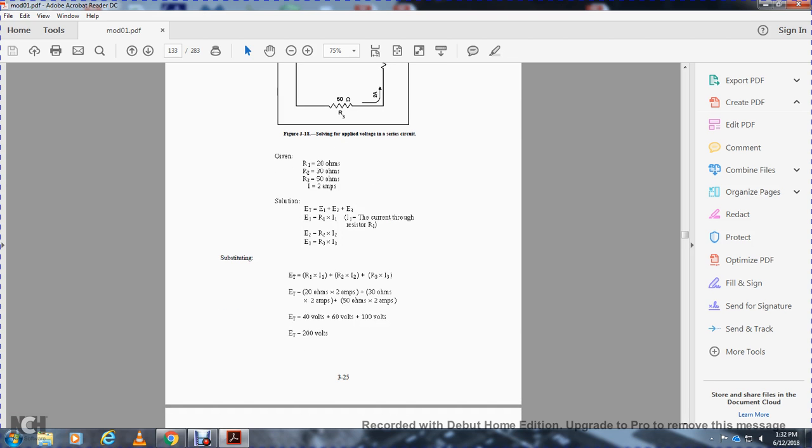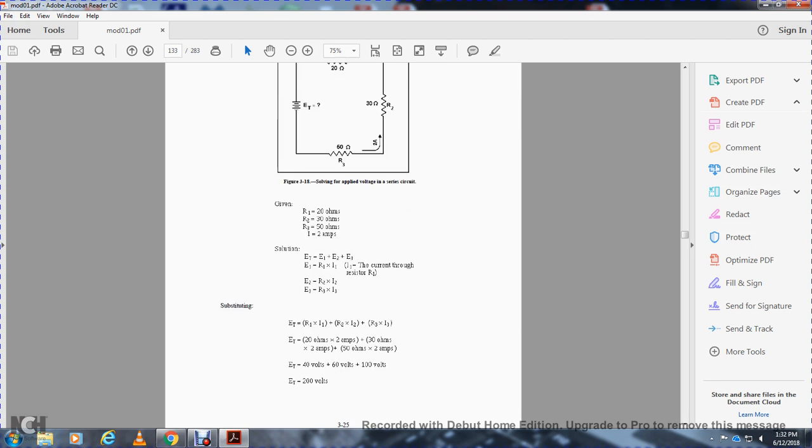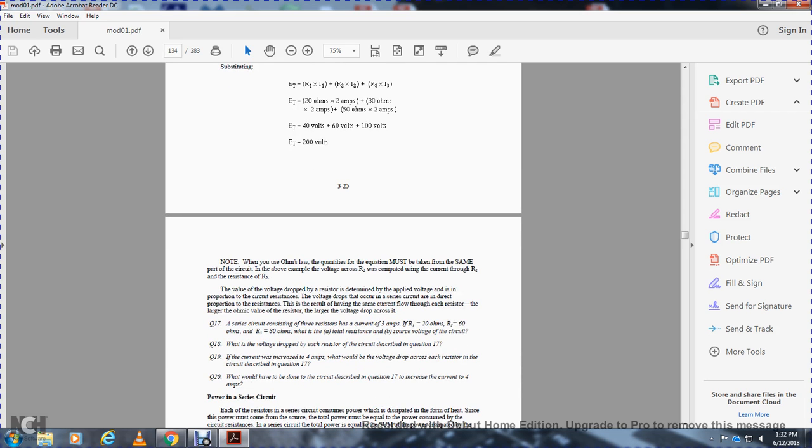So E1, the first resistor with a current of 2 amps, is 20 ohms times 2. Then your resistor 2 times the current is 30 ohms times 2, and then your resistor 3 is 50 ohms times 2, which equals 40, 60, 100, 200 volts. That would be the battery.